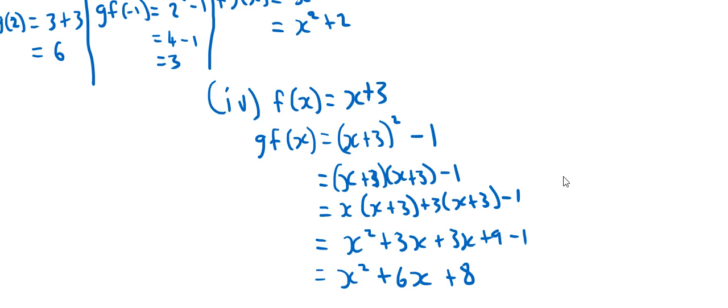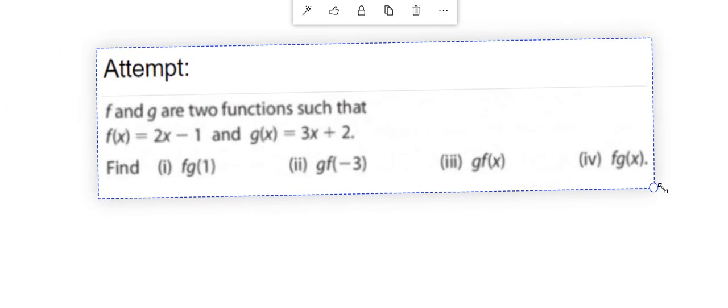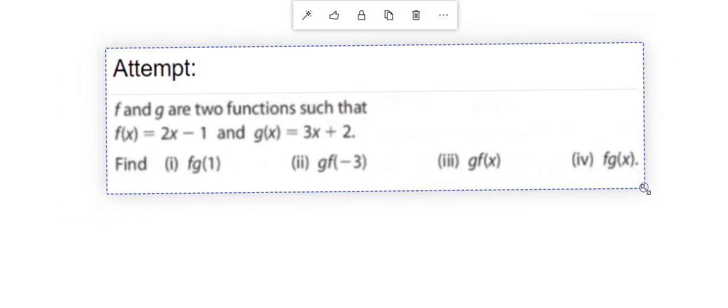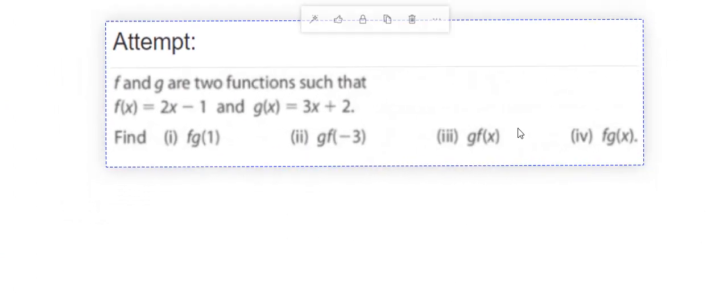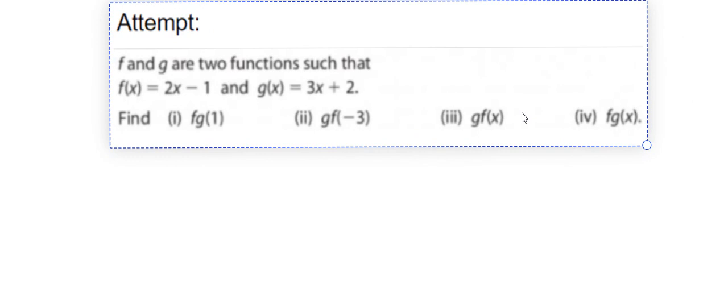So that one there, I had to expand out these brackets. So here's another question then. It's similar enough to that one. So if you want to just pause the video, have a go at them, and then play it on, and I'll go through the answers.